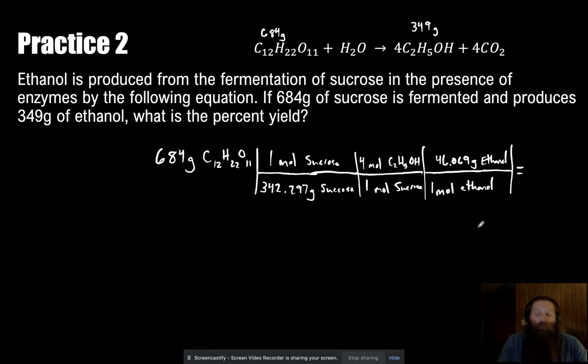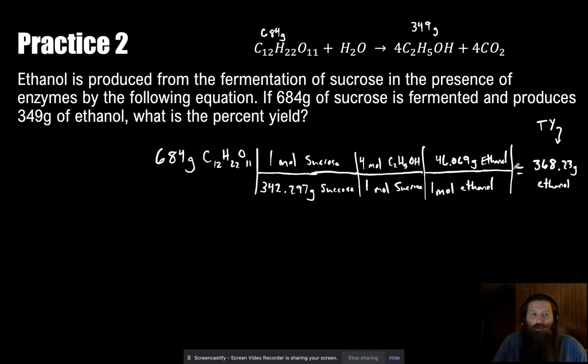All right, so let's find the theoretical yield. 684 divided by 342.297 times 4 times 46.069 gives us 368.23 grams of ethanol. There is our theoretical yield.